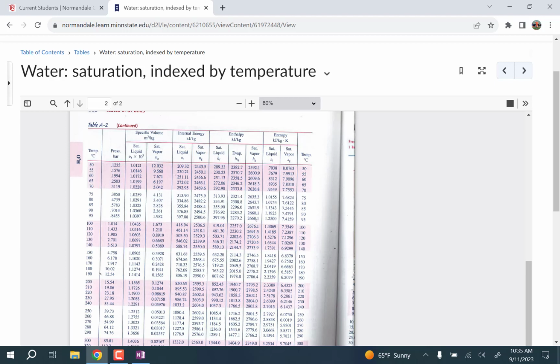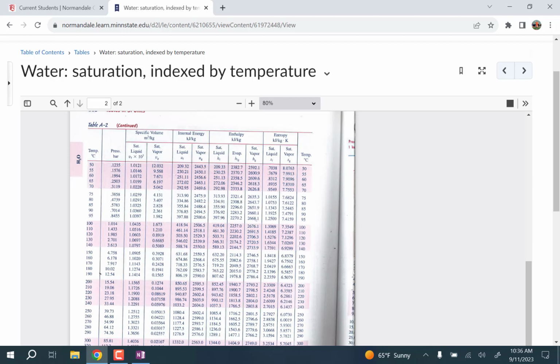So we have 0.1994. This is in bar. Remember 1 bar is times 10 to the 5th, and so there is going to be some unit conversion that you have to do. If you're going to use this in the first law, you probably want to go to SI units, so you got to be careful that you get everything in SI units. But all right, we have 0.1994 bar, 0.2503 bar.